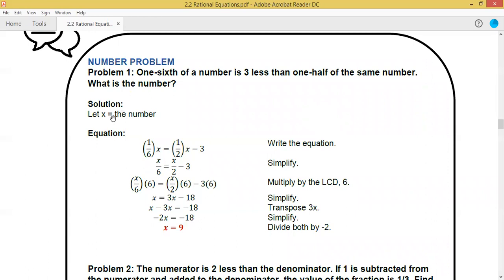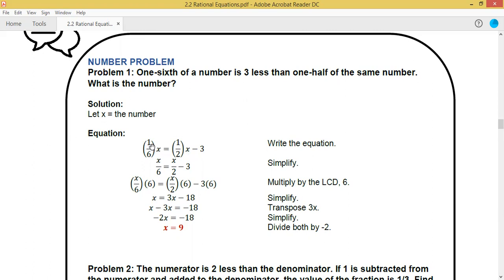If you don't know the number, let x be the number. Remember, 1/6 of a number, so that is 1/6 of x, is, it means equals, 3 less than. If you say 3 less than, that means minus 3. 1/2 of the same number. So we say 1/2. What's our number again? X.